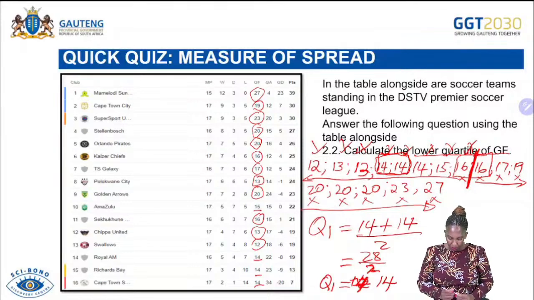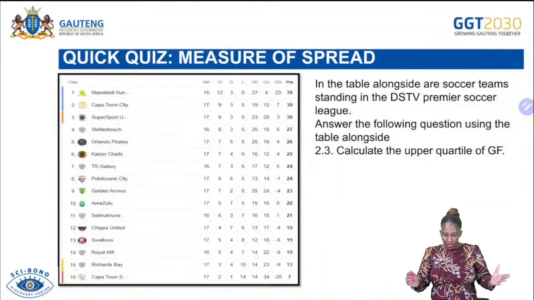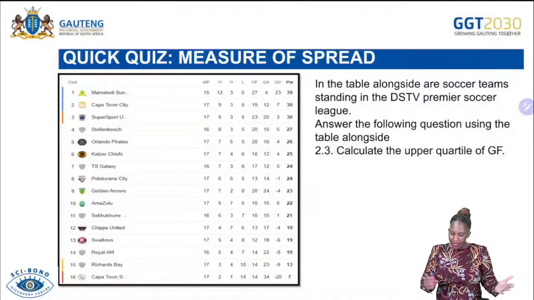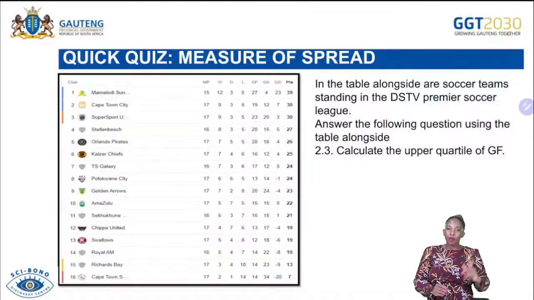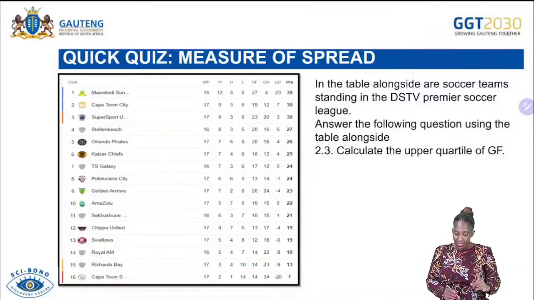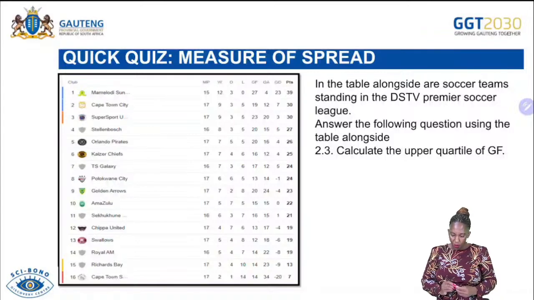I hope you got it correct, boys and girls. You see, it's so easy. Now I must get the upper quartile. I'm not going to rearrange the data set. For this one, I think I'll have to go back a bit.